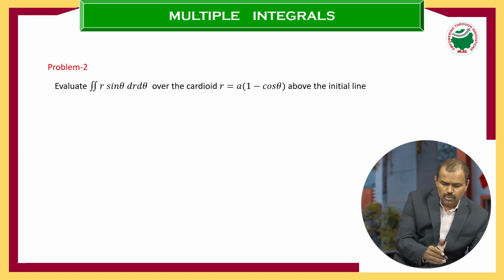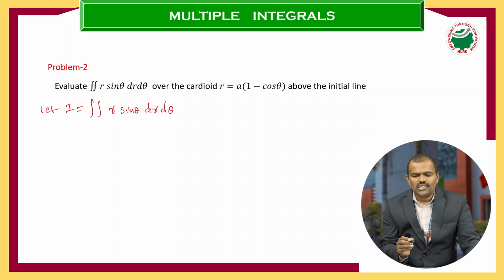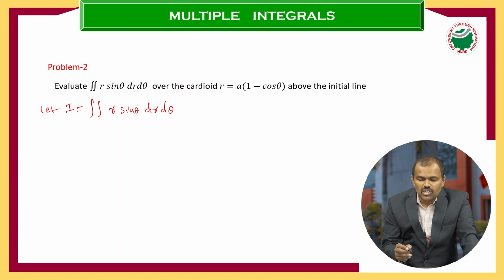So look into this problem. Let I stand for the integral. Let I be equal to the double integral of r sin theta dr d theta over the cardioid r is equal to a into 1 minus cos theta above the initial line.